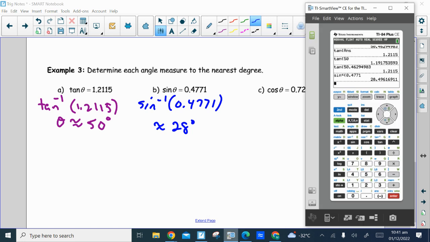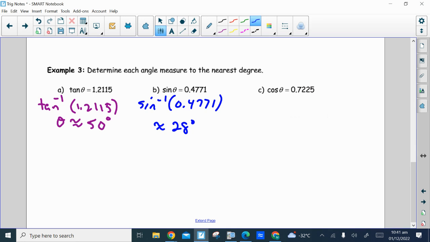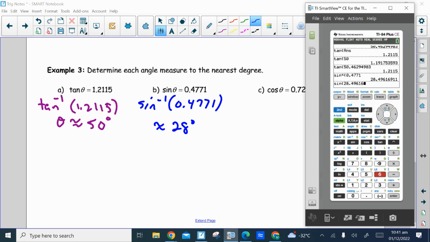And again, if you just check 28 degrees, you won't get 0.4771. To check it, you'd have to go the sine of that entire decimal, 28.496169, 16911. And you get the right decimal, 0.4771. That tells us that our angle is correct. It's the angle such that the sine of that angle equals 0.4771.